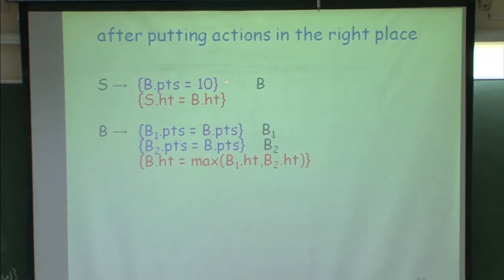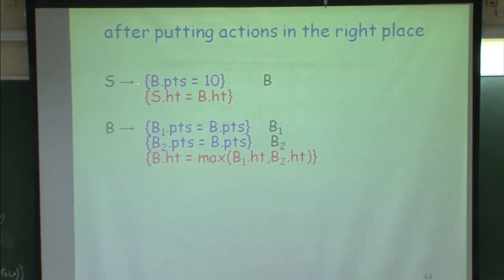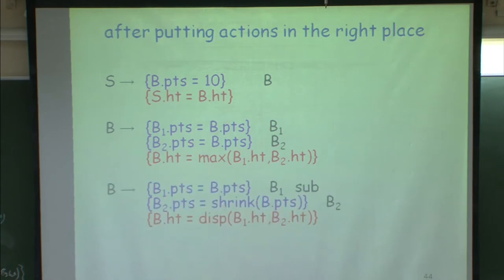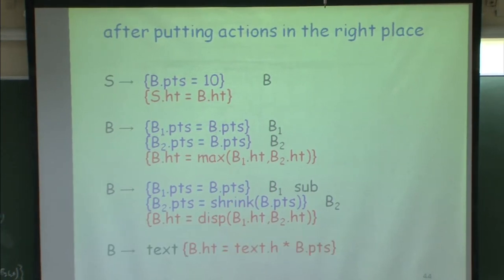Okay, I evaluate it on the left hand side. So the way to read this is left to right, top to bottom. So I evaluate B1 point size on the left of B1, B2 point size on the left of B2, and then this at the end. And similarly, B1 point size on the left of B1 and B2 point size on the left of B2, and this, and then this is my translation.